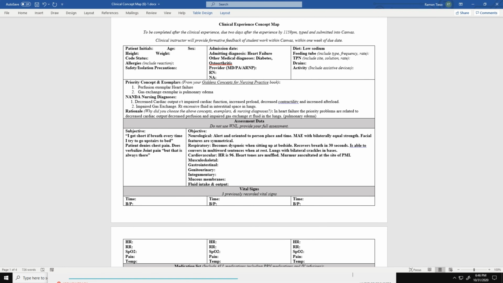Musculoskeletal. Okay, I'm going to put in here that he has bilateral pedal edema, deformity of fingers with history of osteoarthritis, right? Edema.